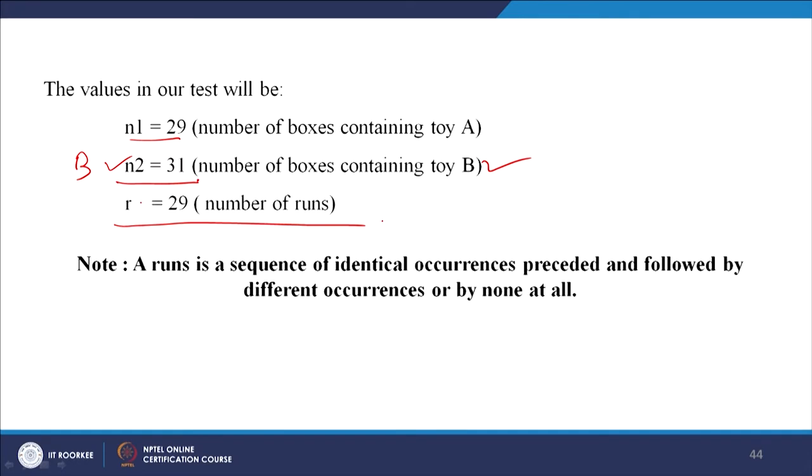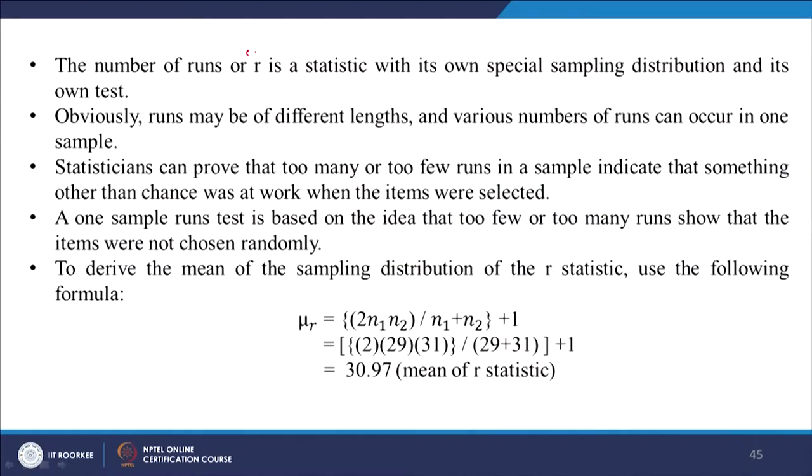A run is a sequence of identical occurrences preceded and followed by different occurrences or by none at all. In a simple way you can understand whether the continuity is there or it is breaking. If there is a breaking, then it is a new run. The number of runs, or R, is a statistic with its own special sampling distribution and its own test. Obviously, runs may be of different lengths. We have seen somewhere it was 1, somewhere 2, somewhere 3, 4. And various numbers of runs can occur in one sample.